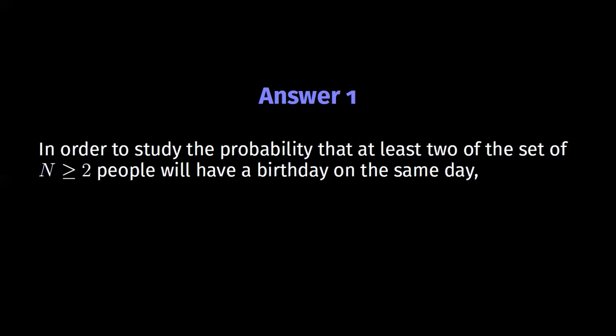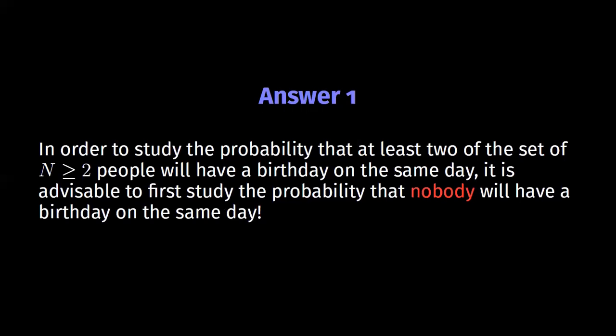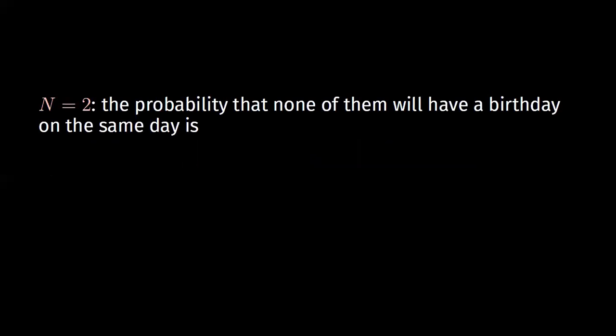Remember that we want to know the probability that at least two people in a group of n people are sharing their birthday. When we deal with this kind of at least question, it is often advisable to first face the opposite question. What is the probability that nobody will have a birthday on the same day? So let's start with the easiest case, the case n equal to 2. In this case, the answer is trivial, 364 over 365, which corresponds to more or less 99.7%.